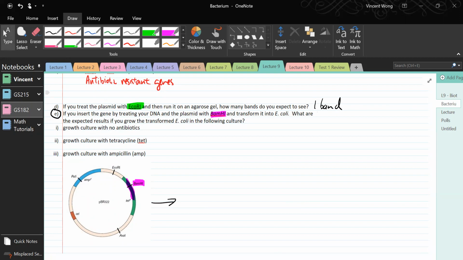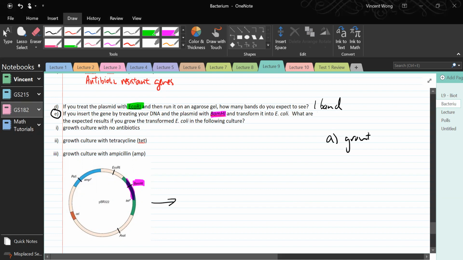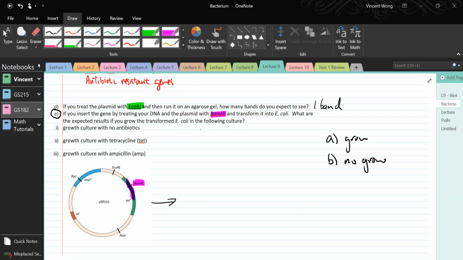What do you think? Let's do a poll. I haven't polled all day long. Okay. Do you think it's gonna grow? If you think it's gonna grow, choose A. Grow. No grow. Is it gonna grow? Is it not gonna grow? What's it gonna be?